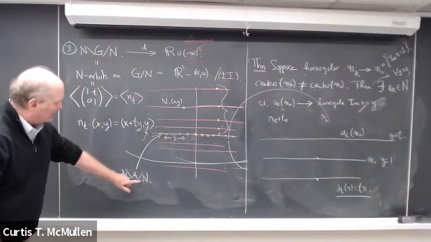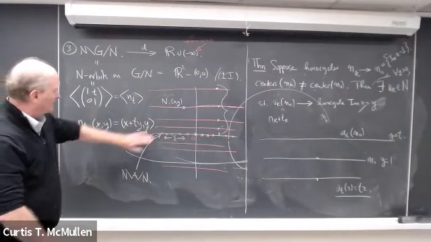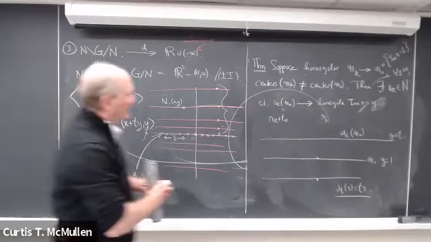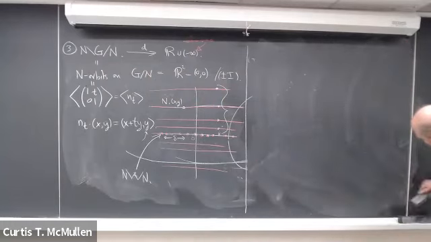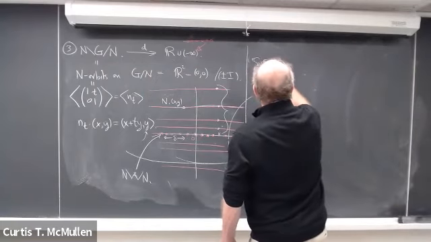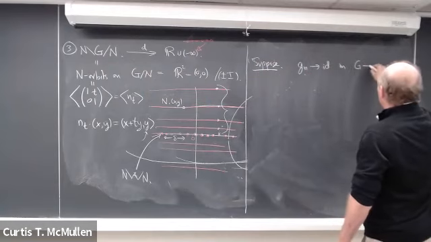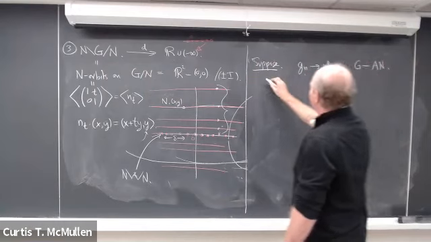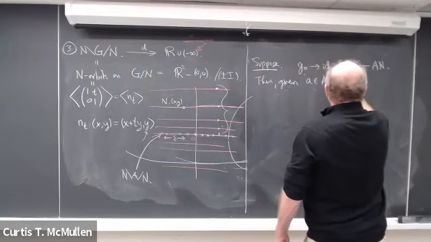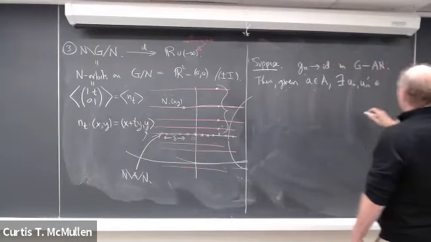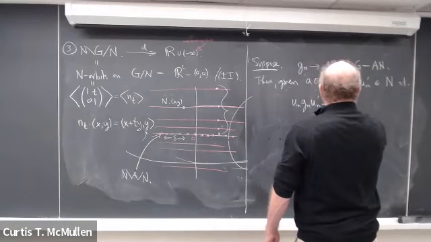A fixes the point at infinity, just like N does. And when you apply A to a horocycle resting on infinity, it moves it up or down. That's what these points are. It gives you the parallel ones. So the group theoretic statement, sorry, I'm going to have to erase this, it was a little vague anyway, is the following. Suppose we have a sequence g_n going to the identity in G minus AN. Then, given a in A, there exist u_n and u_n prime in N such that u_n g_n u_n prime tends to a.